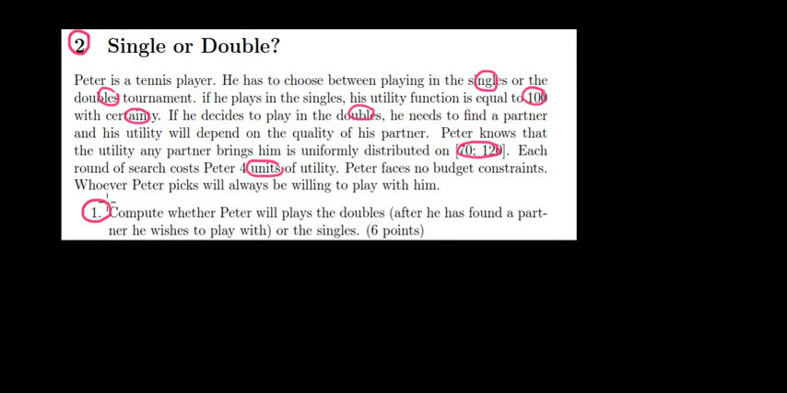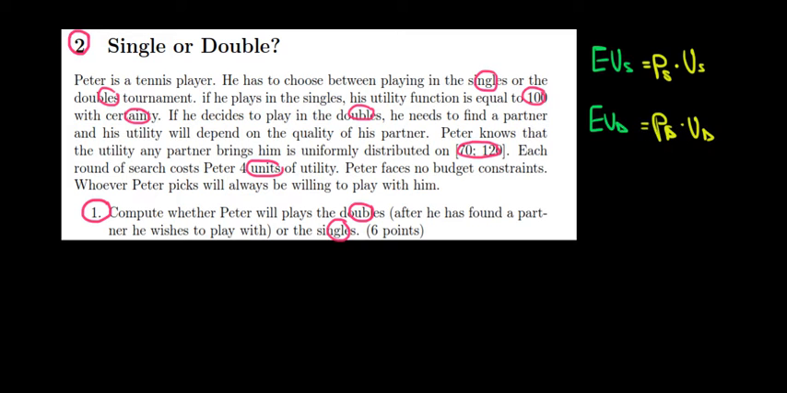Let's compute in question 1 whether we're going to play the doubles or the singles. To calculate this, we want to compare expected utilities. We have to compare the expected utility from playing singles and the expected utility from playing doubles. And when we talk about expectations, we deal with probabilities. So here we have the probability of playing single times the utility of playing single, and here we'll also have the probability of playing double times the utility of playing double.